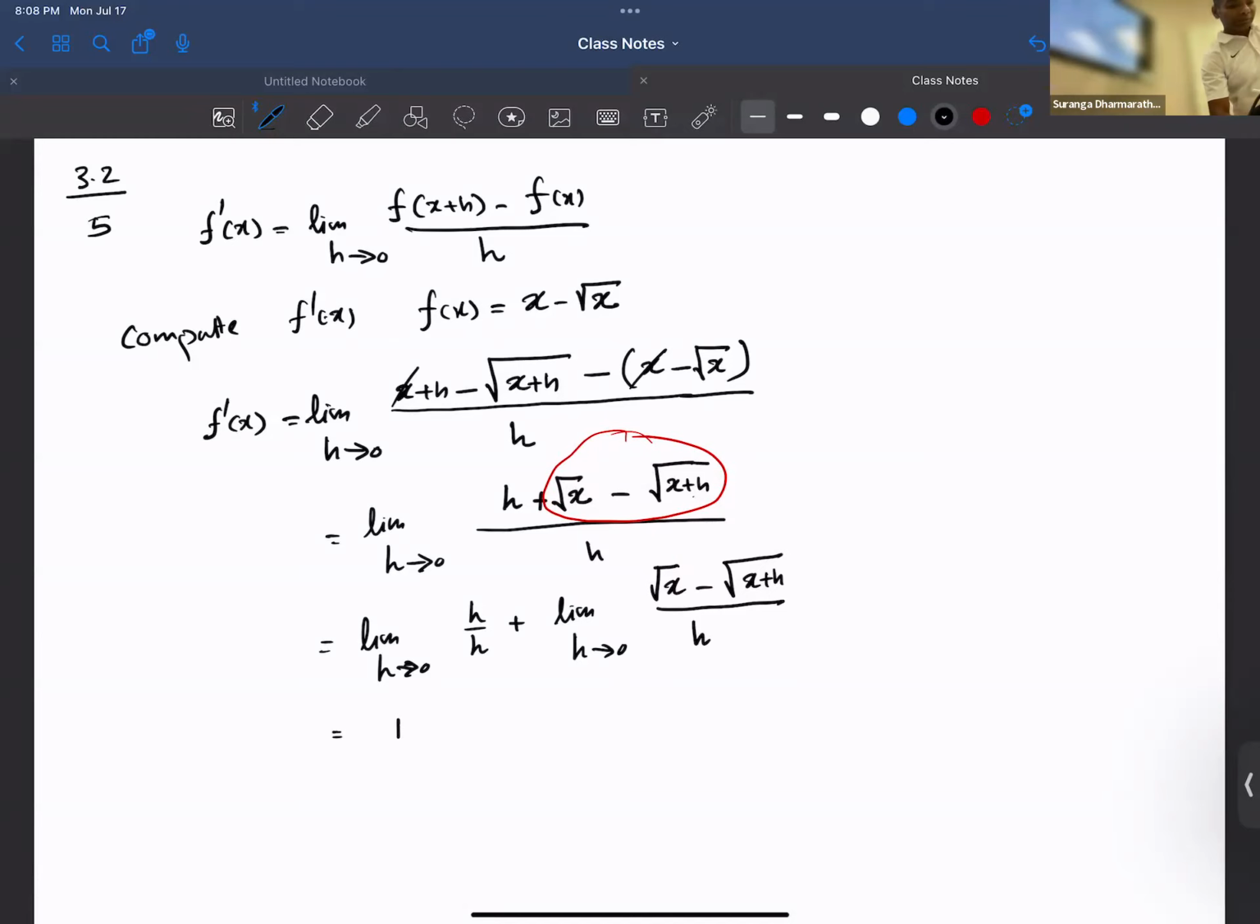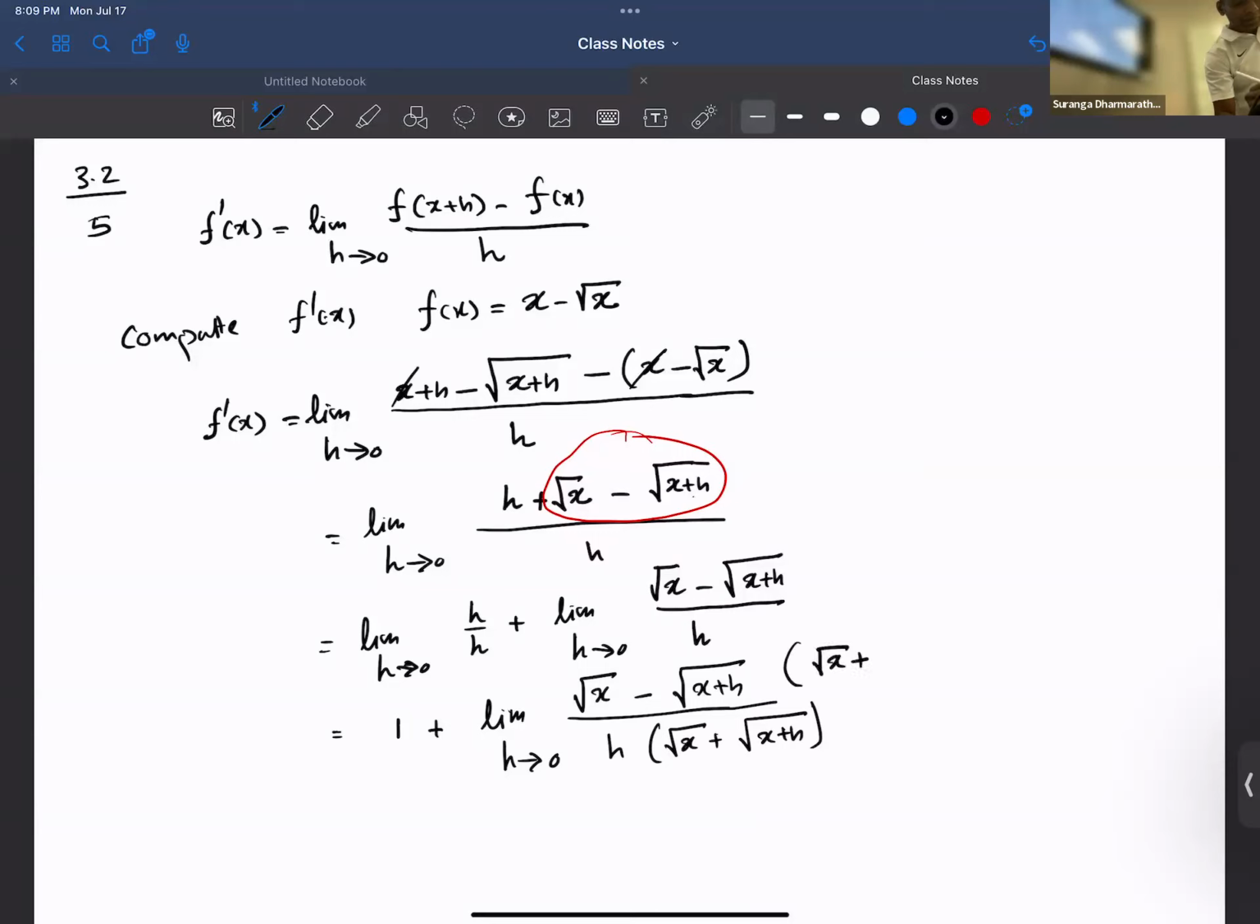And then plus the limit as h goes to 0 of the square root of x minus the square root of x plus h, divided by h, and I'm going to multiply this by the square root of x plus the square root of x plus h.